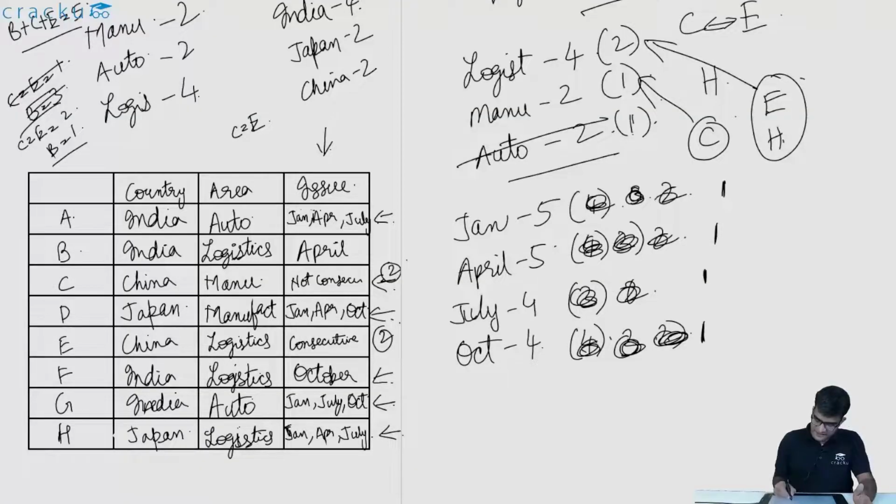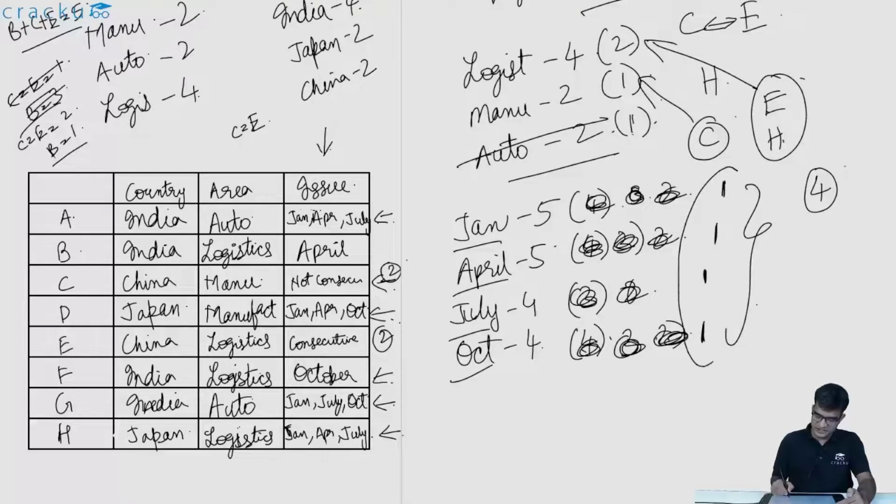So basically, if you are looking for the issues in which C and E have their publications, the total number of publications is 4. This is already known to us because C has 2 publications and E has 2 publications. If you remove the remaining 6 people, the number of publications remaining in each of the 4 issues, January, April, July, and October, is 1 each. Now, which months did C and E get their publications in?